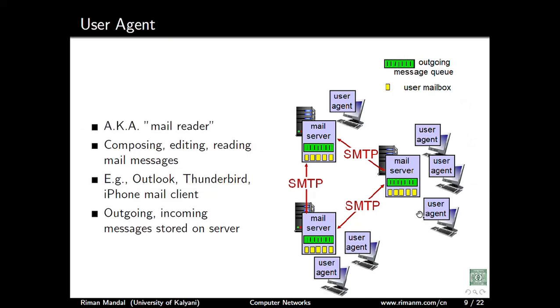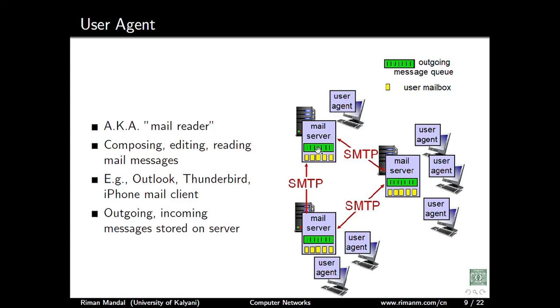A user agent is basically a mail reader or mail composer. What is the job of a user agent? It is used to compose, edit, and read mails or messages, like Outlook, Thunderbird, the iPhone mail client, and Gmail as well. Outgoing and incoming messages are stored on the server. The server stores the messages, but the user agent is the one creating, editing, and reading the mails from the server. So this is a user agent.